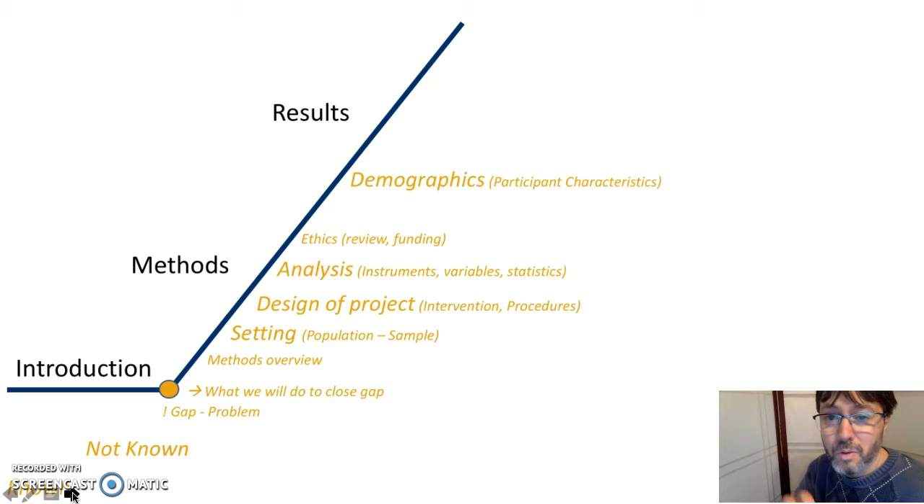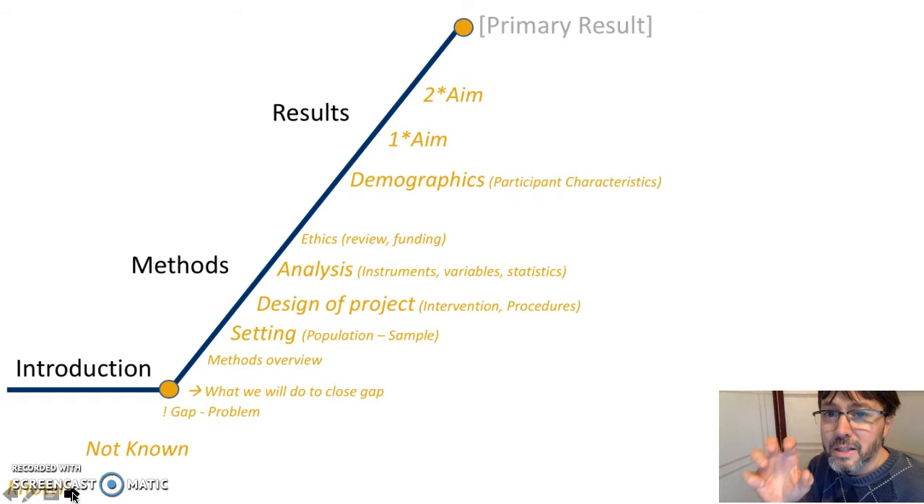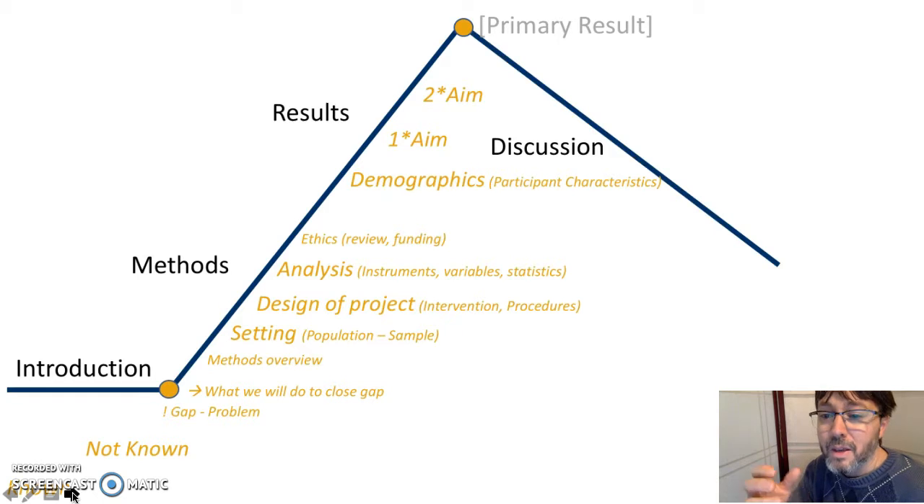Then you get to the results. Typically you start with the demographic characteristics of your patient population or your unit, and then you have the results for your primary aim and your secondary aim. And that then is the pinnacle of your work: what did you find in this primary aim? The discussion section is then going to lead your reader into understanding the meaning of what you found. This is where you interpret: so what does it mean that I discovered this?